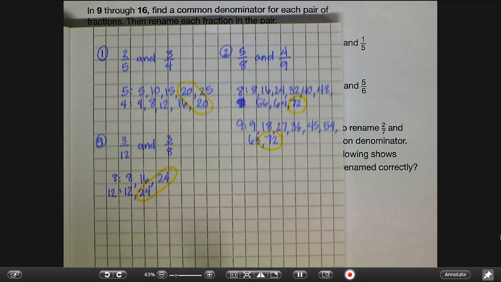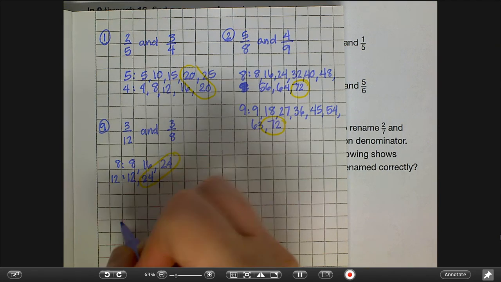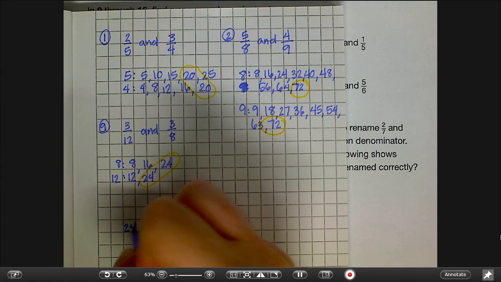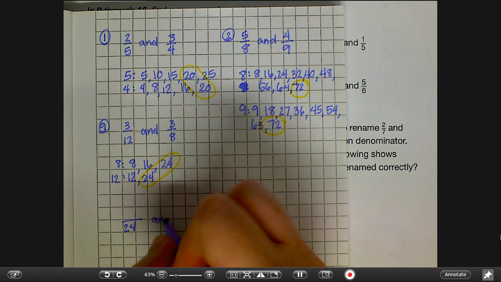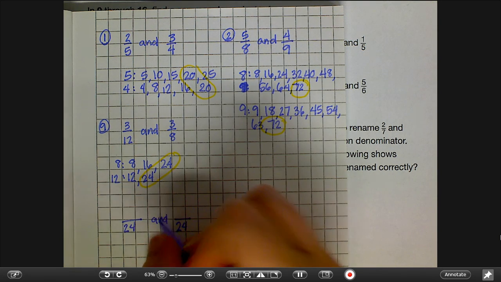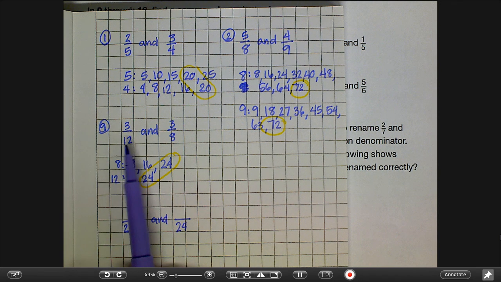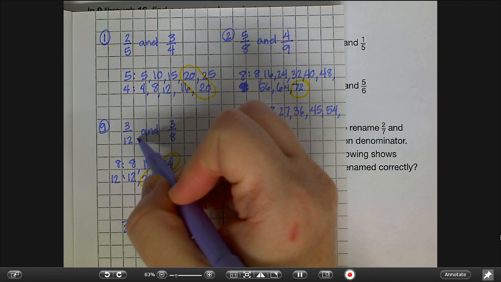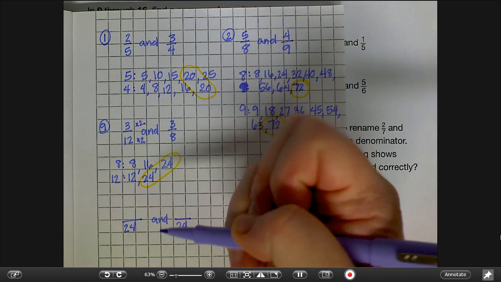Now we'll use that as our common denominator. So let's see. We'll rename our fractions using 24 as the denominator. Now, when you see that they wrote the word "and" here, that means we're not adding or subtracting. We're just looking at the fractions as two different fractions. So what did I multiply this 12 by to get 24? I multiplied by 2. So whatever I did on the denominator, I have to do on the numerator.